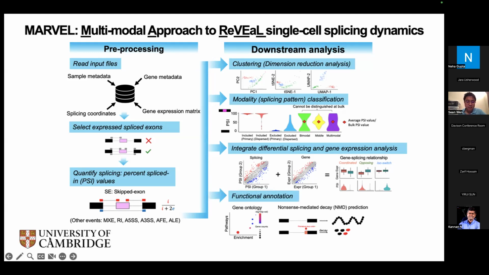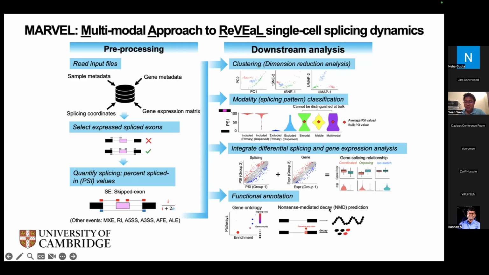And finally, while differential expression analysis assesses individual isoforms, functional annotation groups the list of differentially spliced genes and gives us a list of pathways that these spliced genes are involved in. And another functional annotation feature that we have is nonsense-mediated decay.